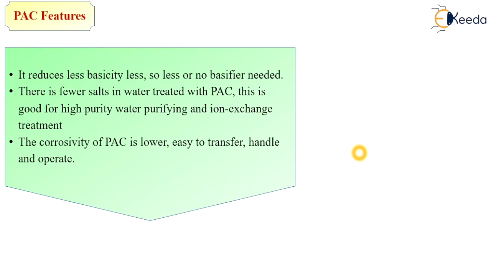So the overall summary of these topics: we have seen what a coagulant is, what the necessity of adding coagulants in raw water is, the different types of coagulant classified as primary coagulant and coagulant aid, then different types of coagulant aids, and finally the important coagulant, polyaluminum chloride and its advantages.